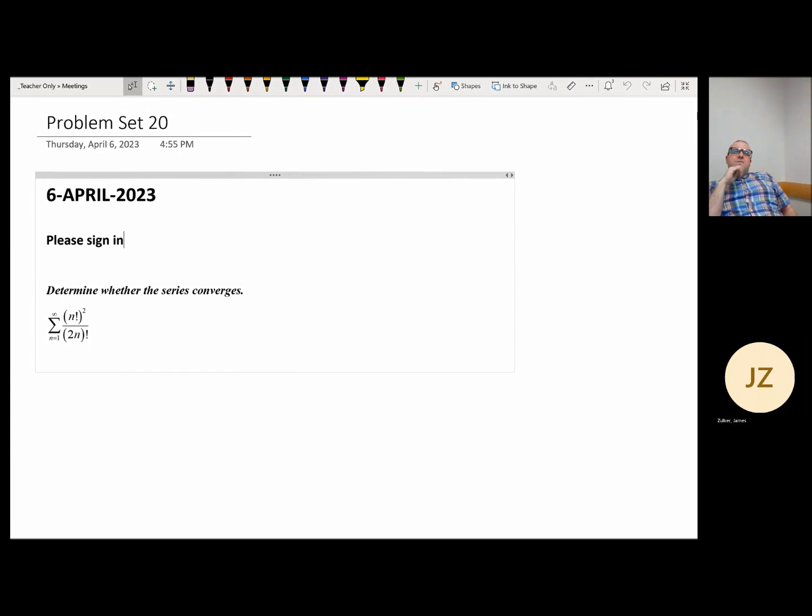Divergence test fails. Take this limit as n goes to infinity, you're going to get 0. Right, but that is only useful if you understand factorials. I mean, have a really deep understanding of factorials. Otherwise, you're not going to see that that limit is 0.